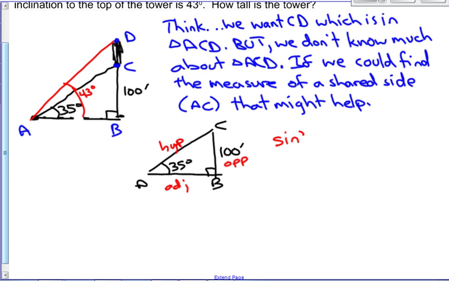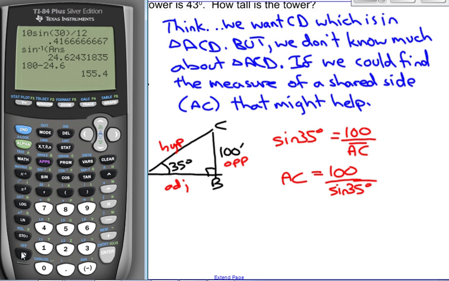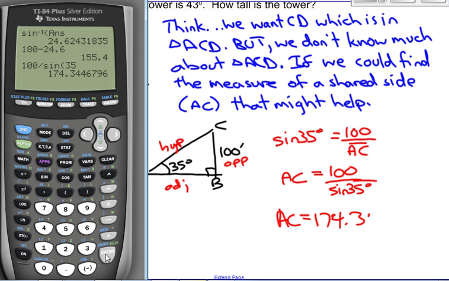Sine. Sine 35 is going to be opposite, which is 100, over the hypotenuse, which is AC. We could call it the measure of AC. We won't worry too much about the notation. We want to make sure that we know which side it is we're finding, though. Okay, so we rearrange that equation, and that gives us 100 divided by sine 35. That had better be a number bigger than 100. And it is, 174.34. I'm going to keep a bunch of significant figures at this point because that's not my final answer.